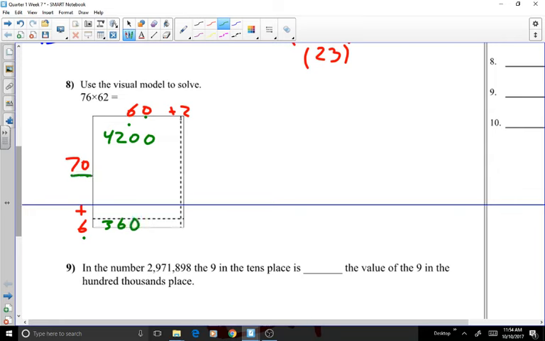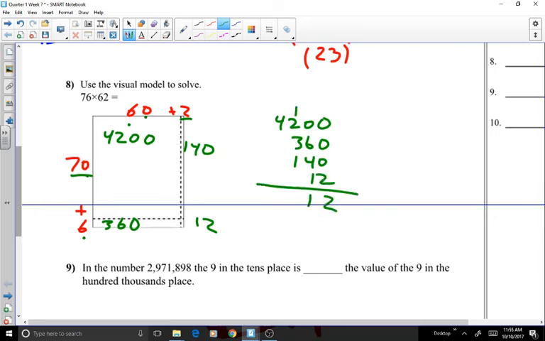70 times 2, 7 times 2 is 14, add a 0, you get 140. And finally, 6 times 2 is 12. We got our 4 partial products, we have to add those together. Maybe grid paper, you can line these up correctly. $4,712.